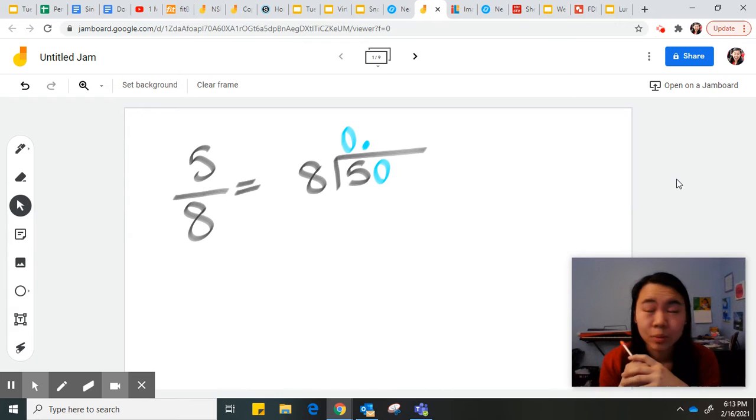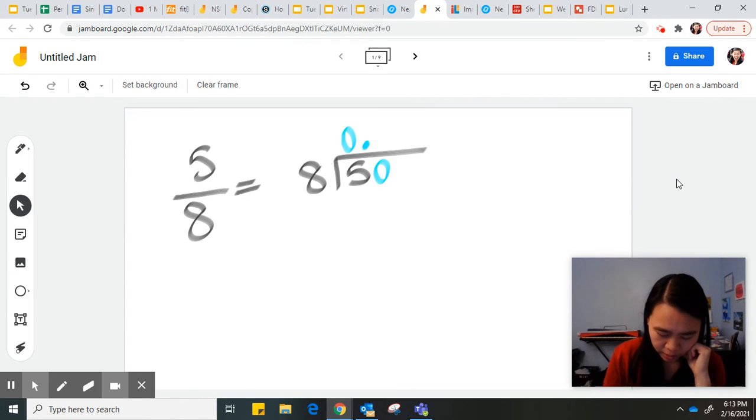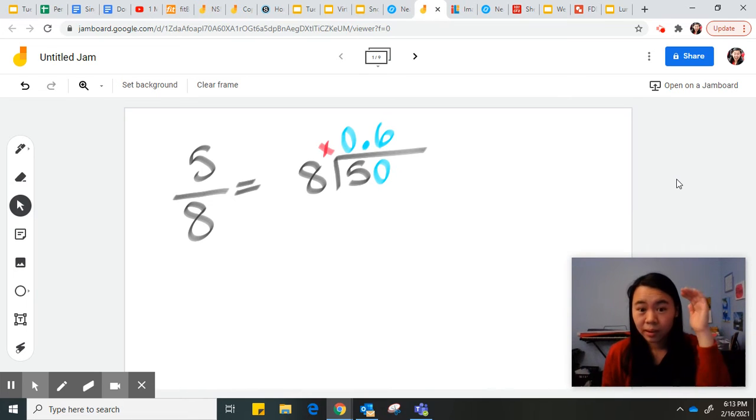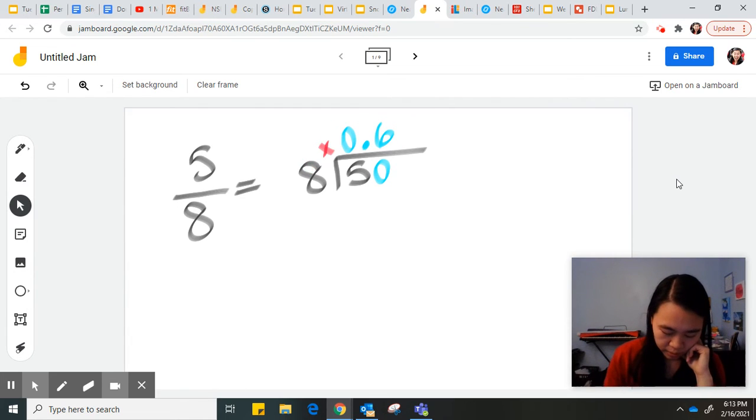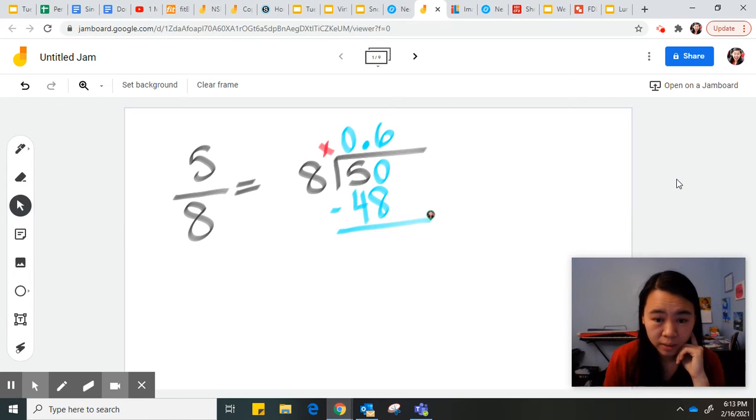Let's think, 8 times 5 is 40. Can I squeeze in another 8? Yeah, 8 times 6. Okay, and then some people also put this multiplication symbol right here so they know when we multiply. So we just divided, now we got to multiply. 6 times 8. So 6 times 8 is 48. Now we subtract. 50 minus 48 is 2.